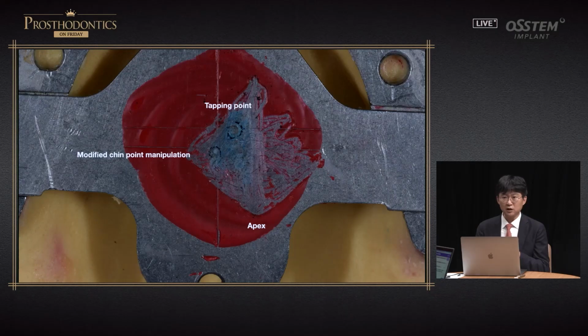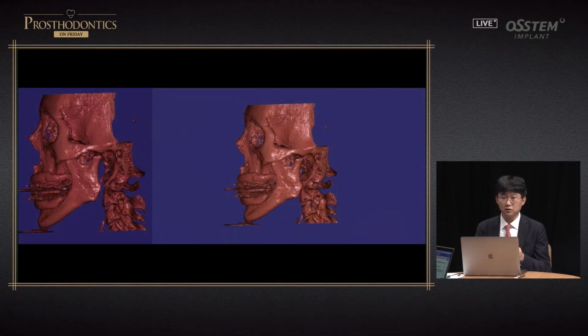Next, with the Gothic arch mounted, an articulating paper is applied. We can guide to the position of light guiding in a comfortable way, and the position is slightly to the left of the tapping point. It is the position where repeatedly the marking is made, but that position is not appropriate.